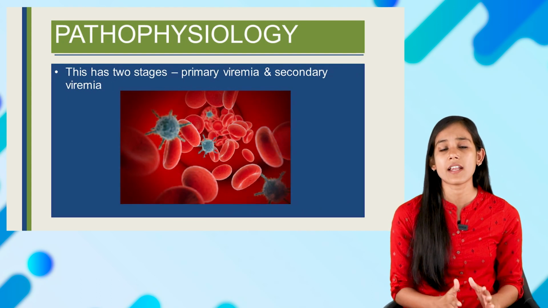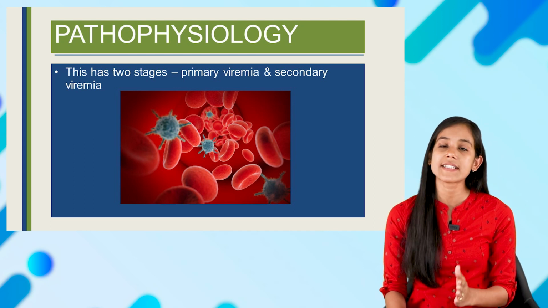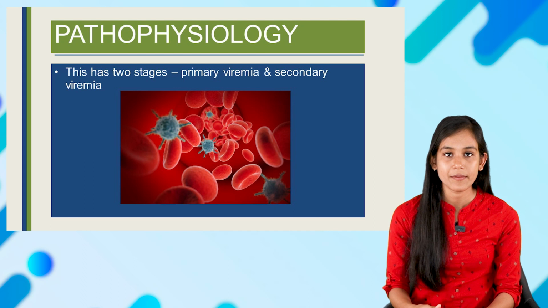This varicella or chickenpox has two stages. The first stage is primary viremia and the second stage is called secondary viremia. First, we will learn about primary viremia. In primary viremia, the virus infects a part of the immune system in the liver and spleen, called the reticuloendothelial system, which is made up of phagocytic cells. You have to remember that in primary viremia, the virus is infecting the reticuloendothelial system in the liver and spleen.